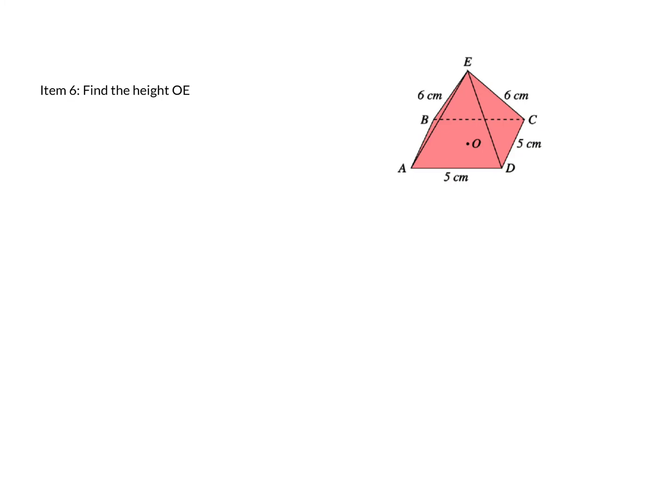Time of this video is to do item 6, find the height OE. So if I look in the diagram, O is here at the base and E is at the apex. In order to do that, I'm first going to start on the base. So I'm just going to draw the base here, the base of the pyramid. That's A, B, C, D.